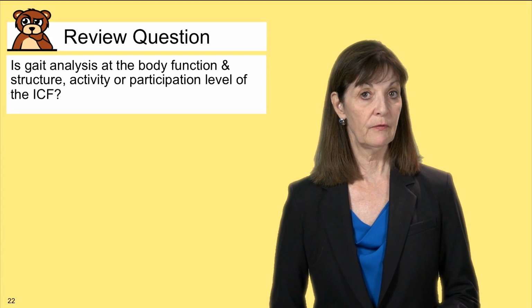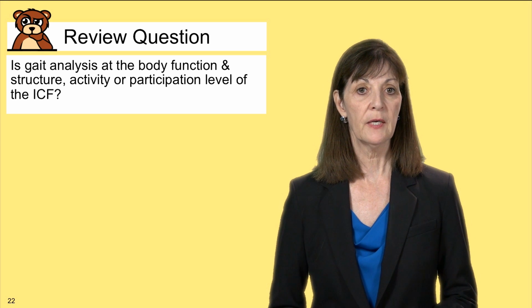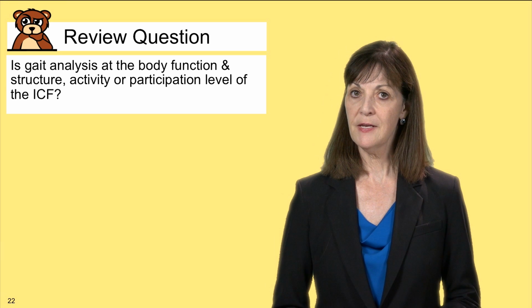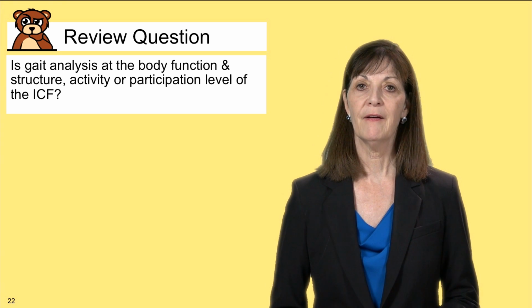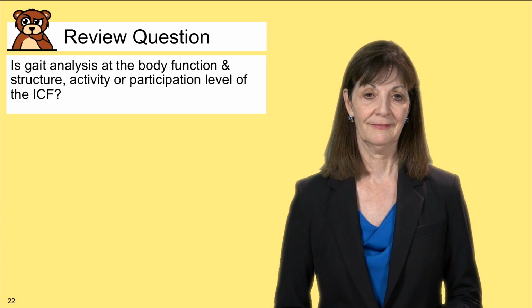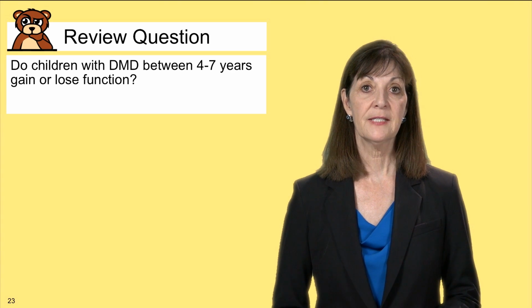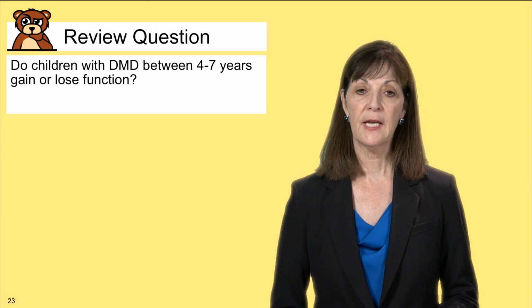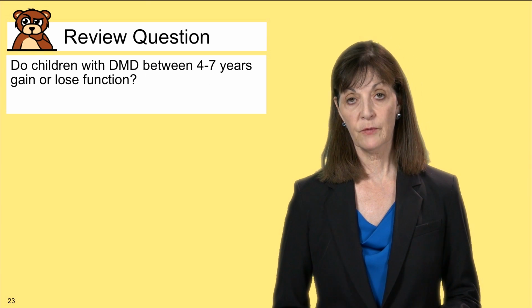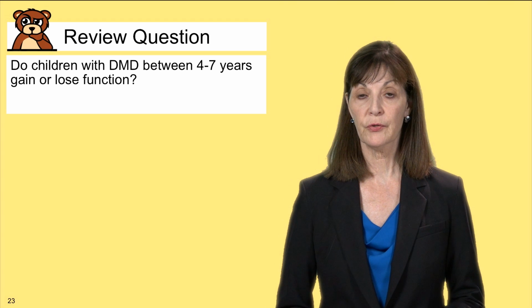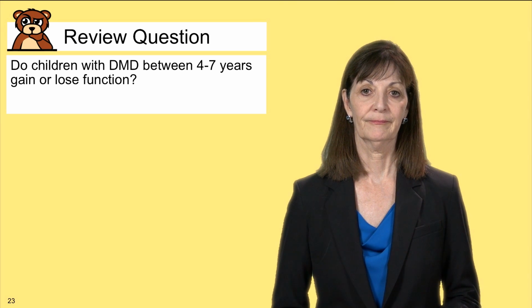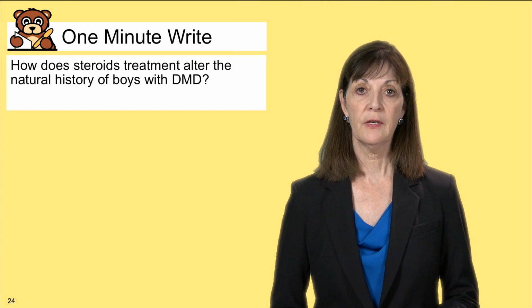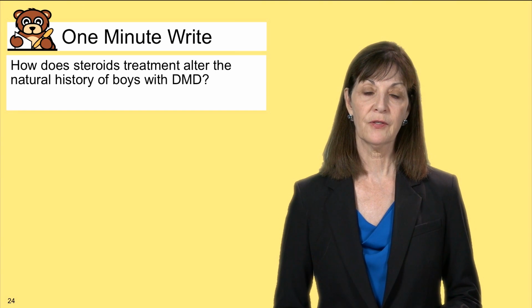So now I have a few review questions for you. The first one is, is gait analysis at the body function and structure, activity, or participation level of the ICF? The second is, do children with DMD between 4 to 7 years gain or lose function? And this is with the typical timed functional measures. How does steroid treatment alter the natural history of boys with Duchenne muscular dystrophy?